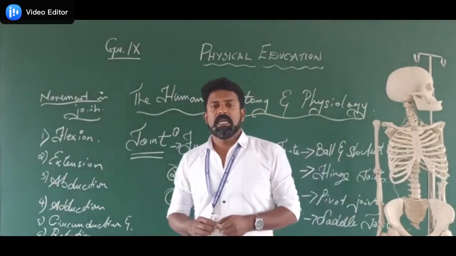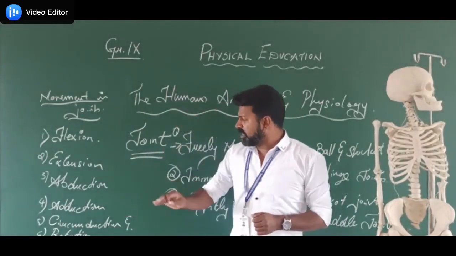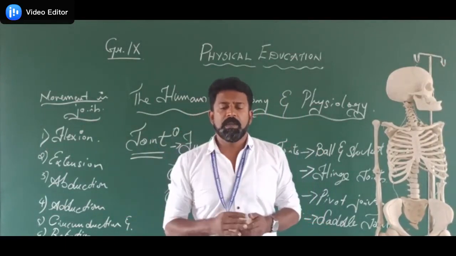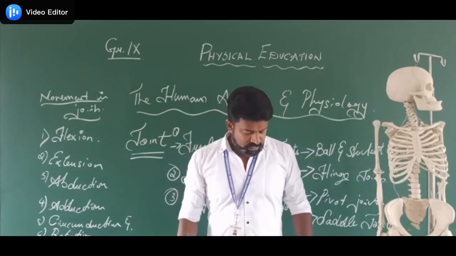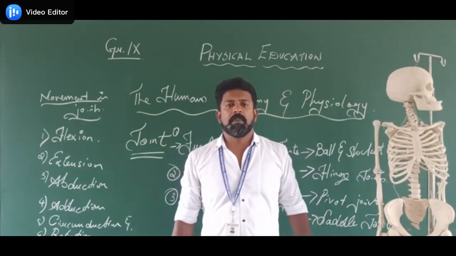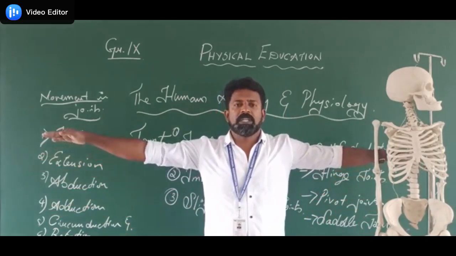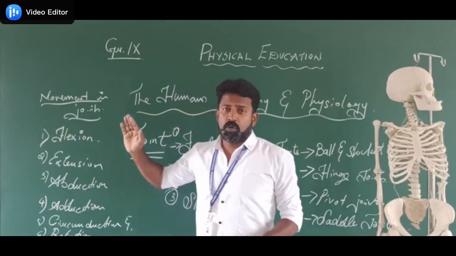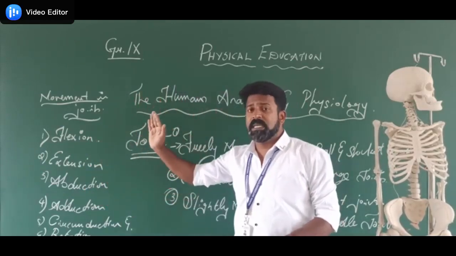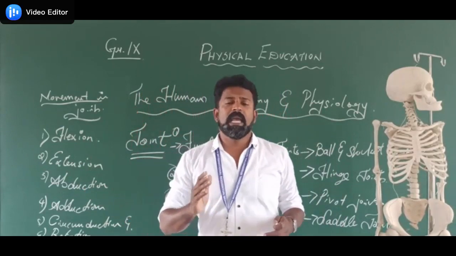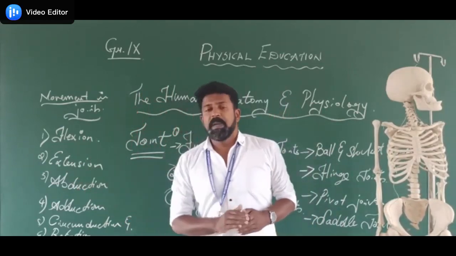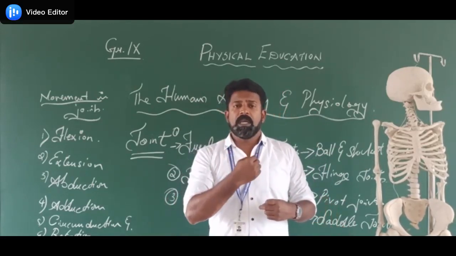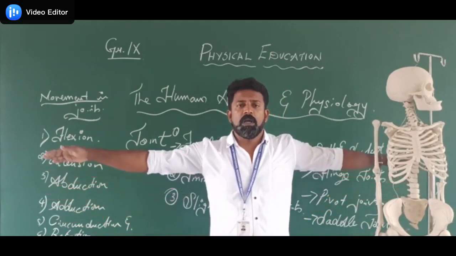The third one is abduction. Abduction is nothing but moving the part away from the midline of the body. For example, you can see I am moving both arms away from my body. This is called abduction. This is the third movement which happens in the joints. We are discussing the movements that take place in a joint when you perform an activity. Abduction is moving the body part away from the body midline.